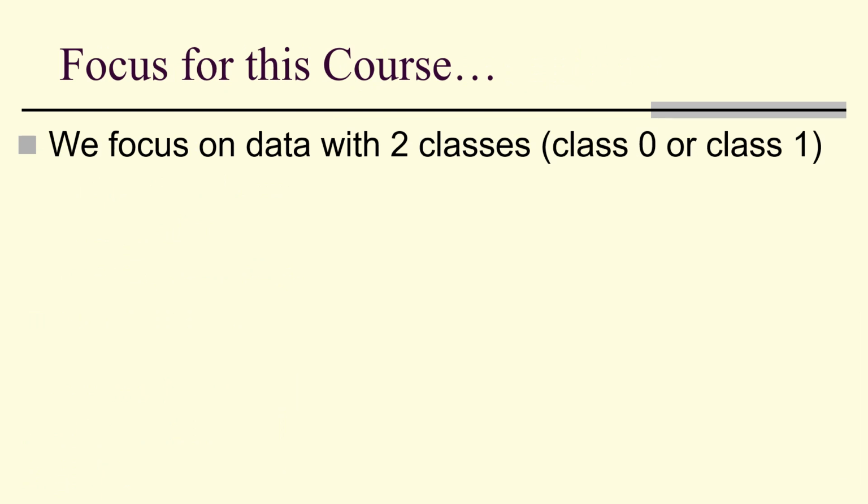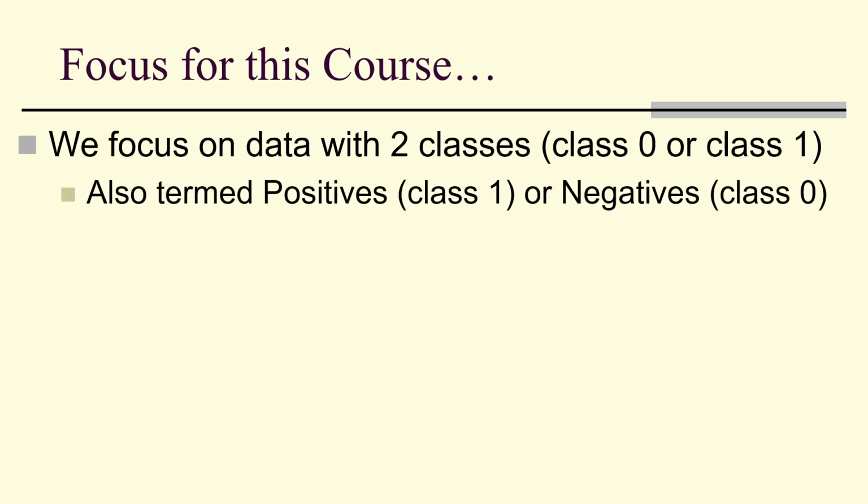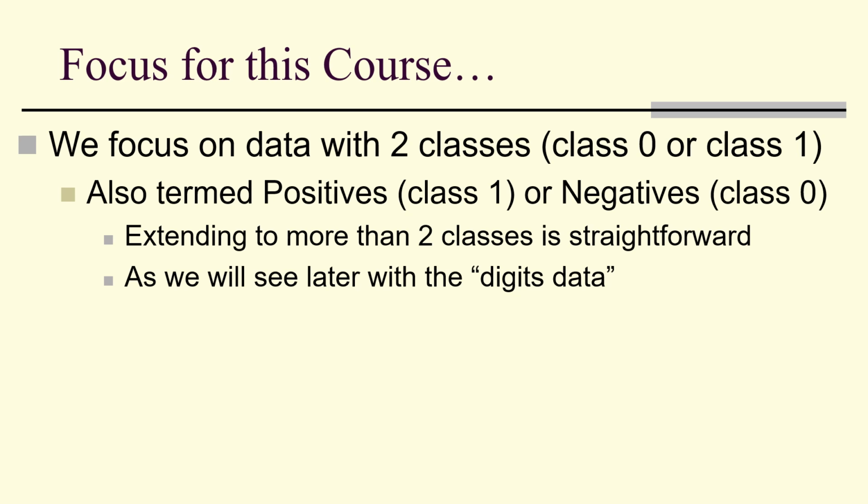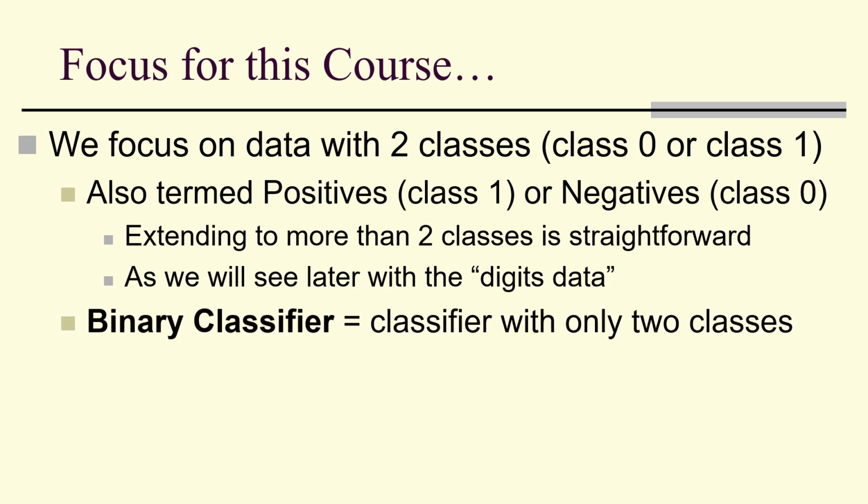Now in this class, we're going to focus in particular on data with two classes, class 0 or class 1. This is what's known as binary labeled data, also termed positives, class 1, or negatives, class 0. One of the reasons we do this is that if we want to extend to more than two classes, it's usually very straightforward. And we'll see that when we revisit this digits data example later. And we call a classifier with only two possible classes a binary classifier.